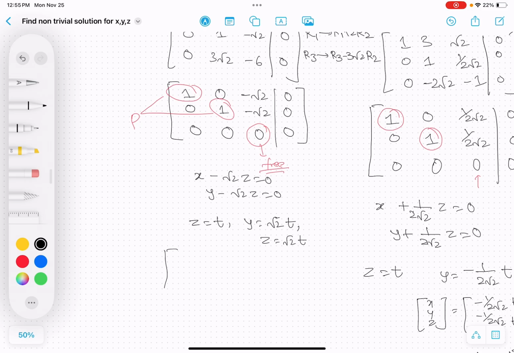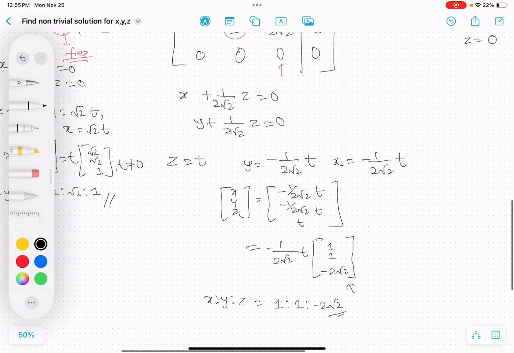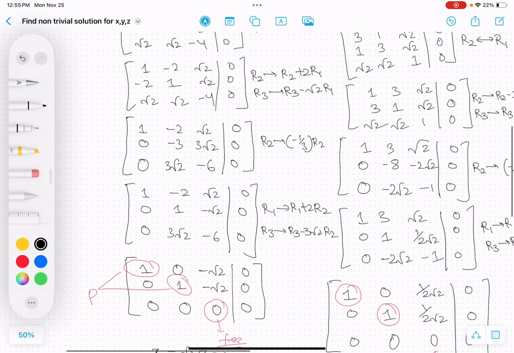Now if you know this, I can write x, y, z to be root 2 t, root 2 t, t. If you take t common, this is just root 2, root 2, 1, and this is the simplest ratio between x, y, z. And yeah, there are infinite solutions within this. Over here t should not be equals to 0, because if t is equals to 0, that gives us the trivial solution which we don't want. So this is the simplest ratio, and let's try if that works.